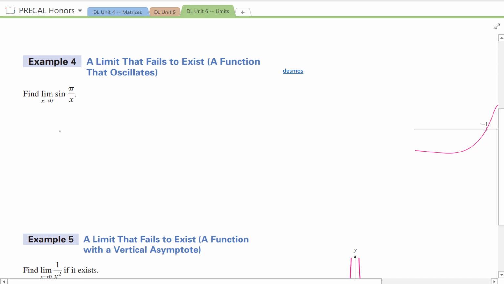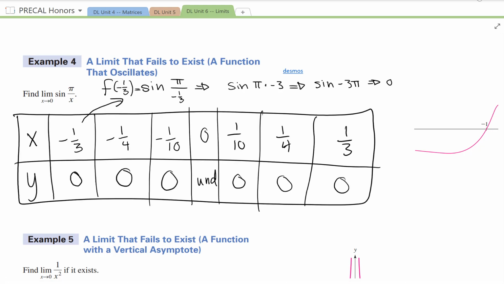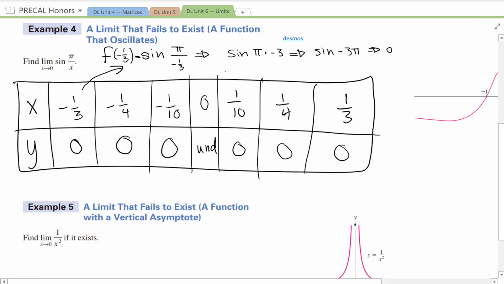A limit that fails to exist: a function that oscillates. So I decided to plug in some values into the table so we could see what is going on as x approaches 0. So this seems pretty clear that the limit is approaching 0. Now, before we look at a graph, I decided to plug in maybe a less convenient fraction, such as 2 over 25. What happens when we plug in 2 over 25?